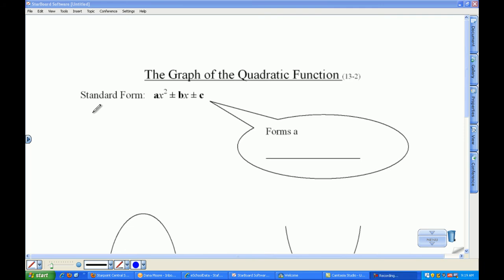Welcome, ladies and gentlemen. Today we're going to learn how to graph a quadratic equation. We're switching gears here a little bit. We've been solving quadratics the last 2 days. Now we are going to graph them.